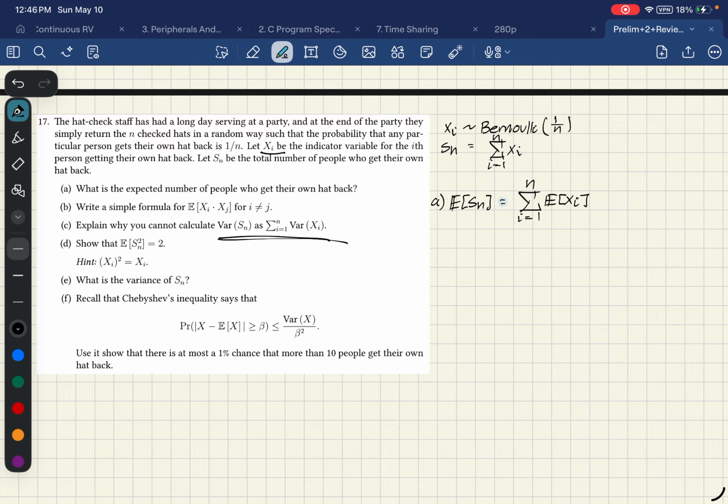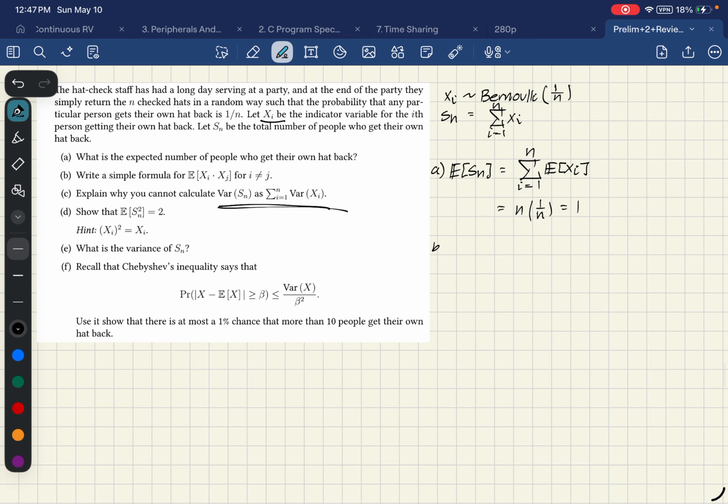Maybe you're wondering why this is true? Linearity of expectation always applies, even though the x sub i's are not independent of each other. So this is still legal. So this is just n times the expected value of x sub i, which is just 1 over n, if you remember. So that's just 1.